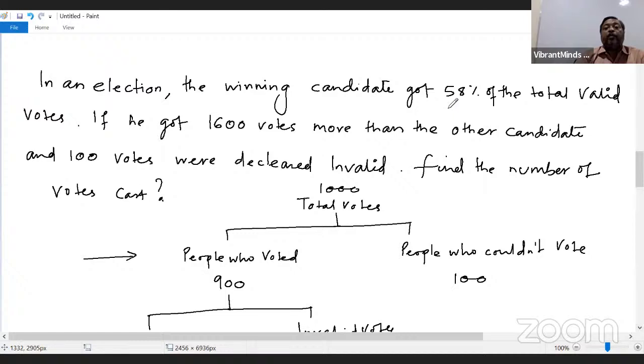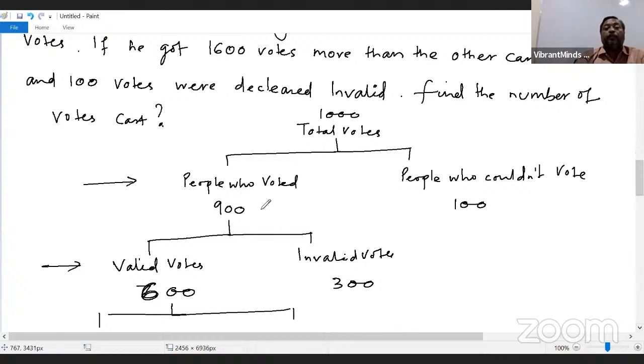The winning candidate got 58% of the total valid votes. He got 1600 votes more than the other candidates, and 100 votes were declared invalid. Find the number of votes cast. So all the people have voted. So whatever we got over here is all people vote.